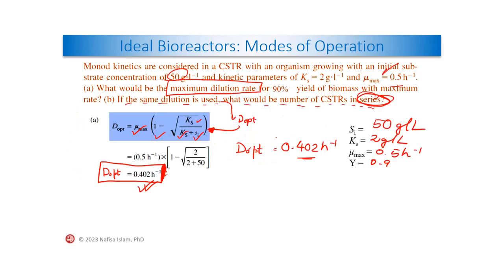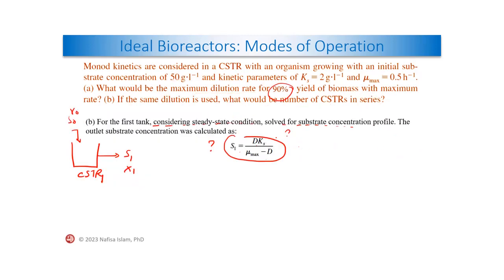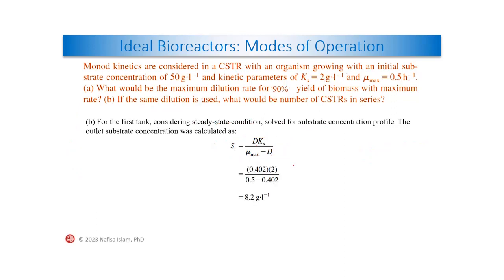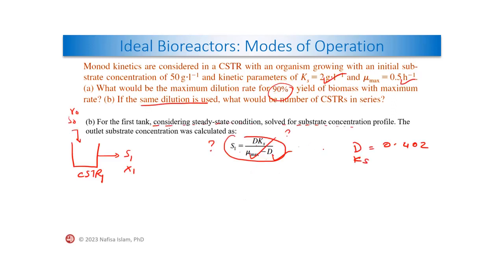We got a D from our part A, we put that in. D is 0.402 because they have said the same dilution is used. Ks we know, mu max we know, and D we know. So how much is our S1? Convince yourself that this is what you're getting, and also convince yourself that the yield is still not coming into play here. So S1 is coming out to be something like 8.2.